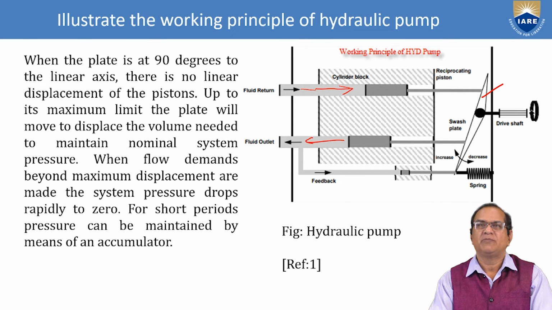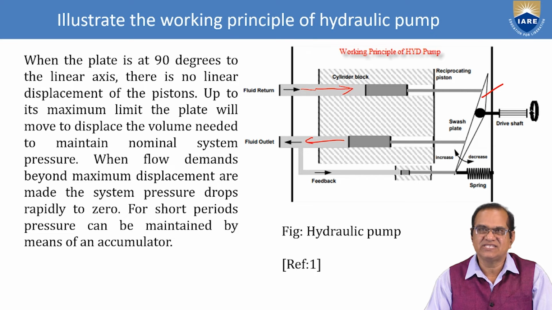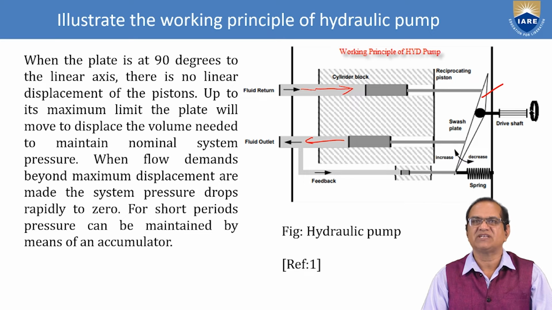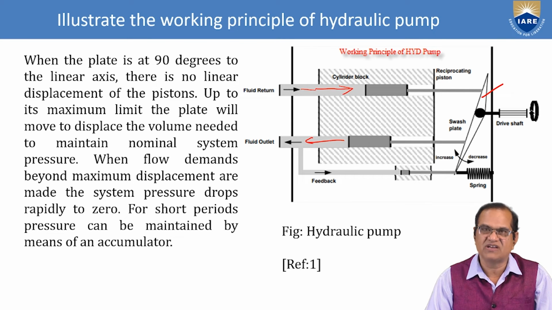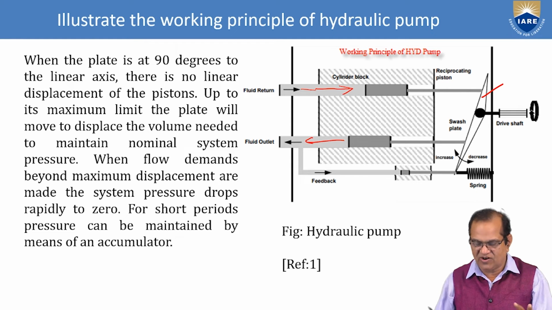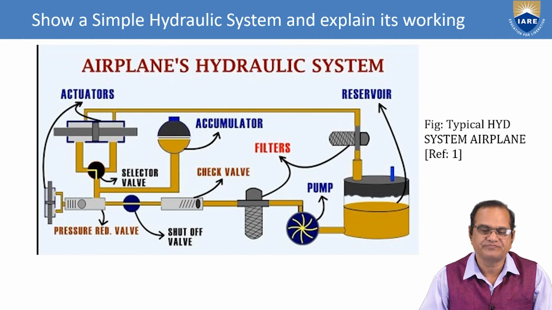When the plate is at 90 degrees to the linear axis, there is no linear displacement of the piston. Up to its maximum limit, the plate will move to displace the volume needed to maintain nominal system pressure. When flow demands beyond maximum displacement are made, the system pressure drops rapidly to zero. For a short period, pressure can be maintained by means of an accumulator, which will maintain a sufficient amount of pressure. So that is the working principle of a hydraulic pump.